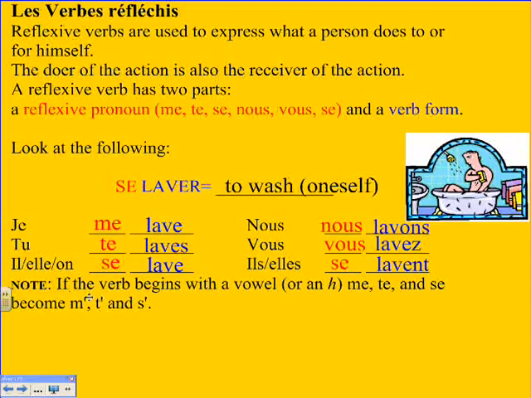Just note, if the verb begins with a vowel or an H, the me, te, and se become m apostrophe, t apostrophe, and s apostrophe. For example, if it was habille, H-A-B-I-L-L-E, it would not be m-e, it would be m apostrophe.